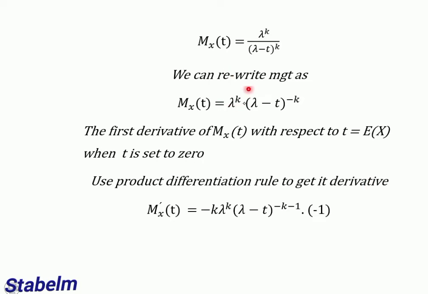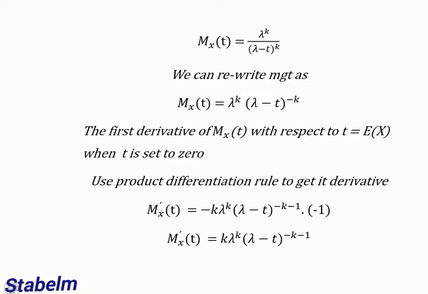Now we differentiate this and keep this. When we differentiate this and keep this, our result is equal to 0. Now we keep this, we have this, then we differentiate this with respect to t, then we have a minus k of this function. Then the inner function gives us minus 1. Now if we use this minus 1 to multiply the whole of these, that will lead to a positive value. Then we are going to have M prime X of t equals k lambda raised to power k into bracket lambda minus t raised to power minus k minus 1.